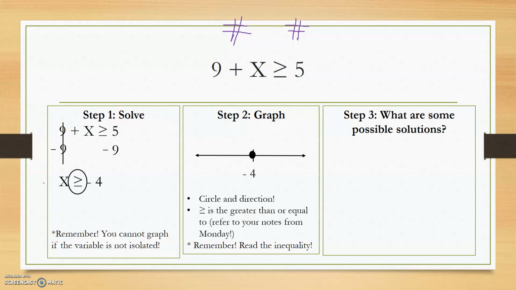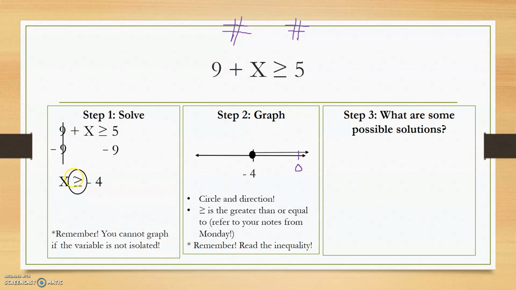And what we also want to look at is what the inequality is saying. Again, I said refer to your notes from Monday. So that inequality is saying greater than or equal to, meaning I want to put anything that's bigger than -4. And if this helps you guys, if we look at the number line, 0 is somewhere to the right. So that means we want to go towards 0 if we're talking about anything bigger than -4. So the direction of the arrow would be to the right.